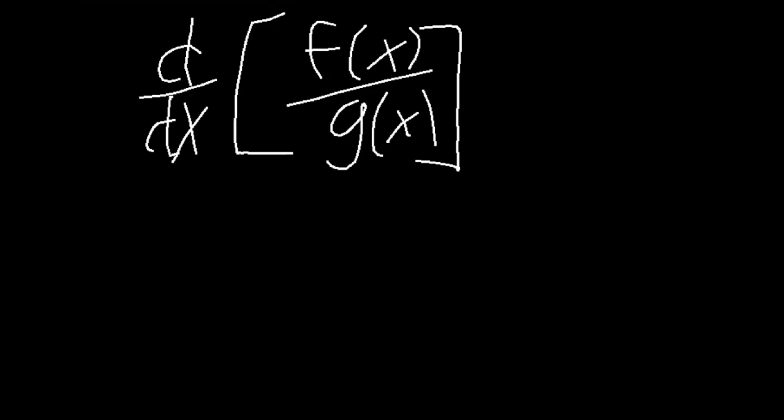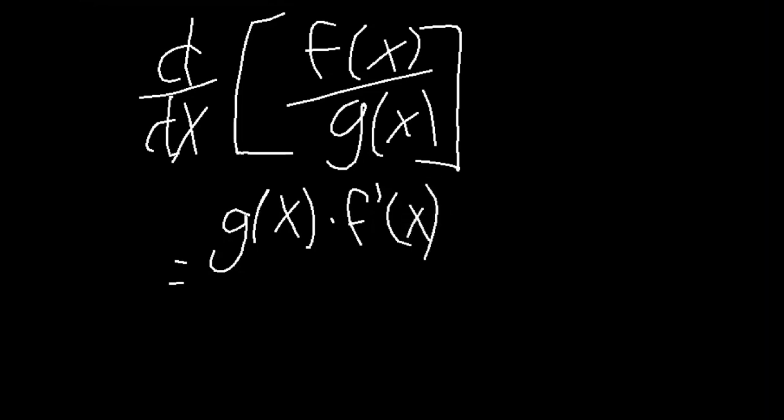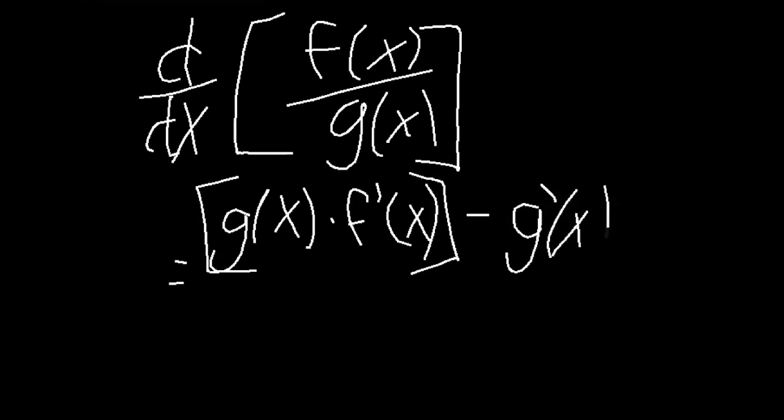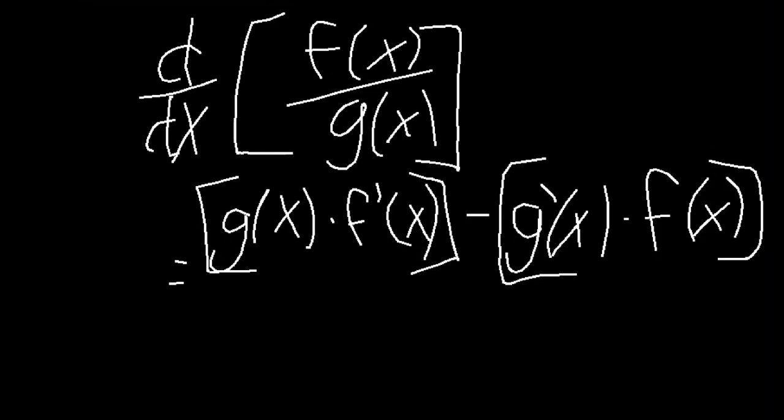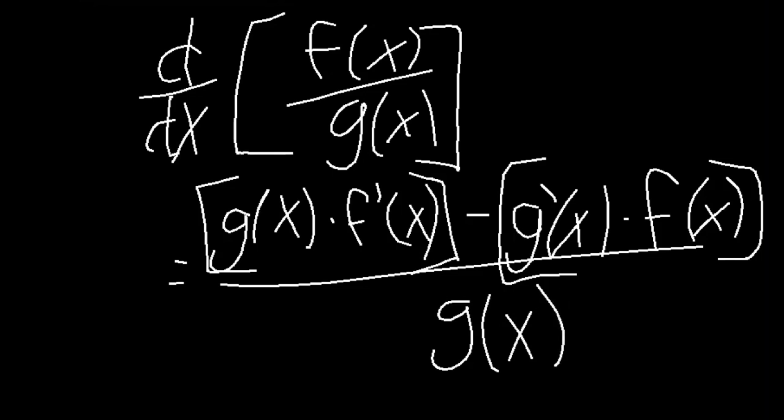When we write this out, this will look like the bottom function times the derivative of the top function, we'll put this in brackets just so there's no confusion, minus the derivative of the bottom function times the non-derivative of the numerator, all over the bottom function squared.